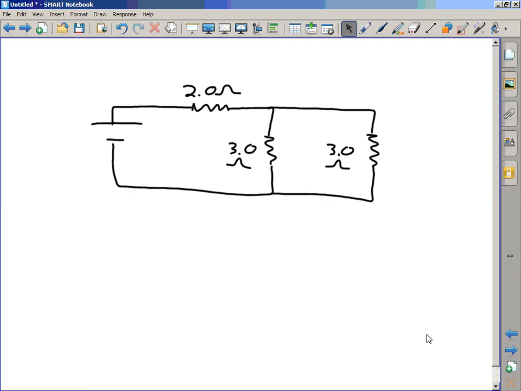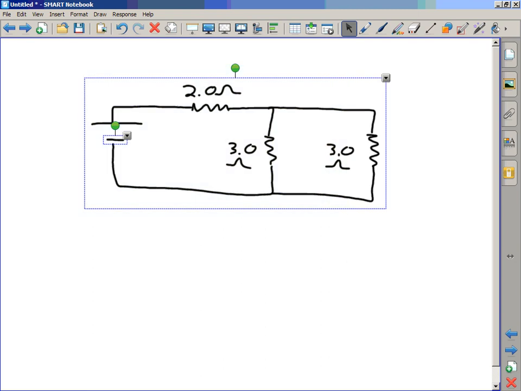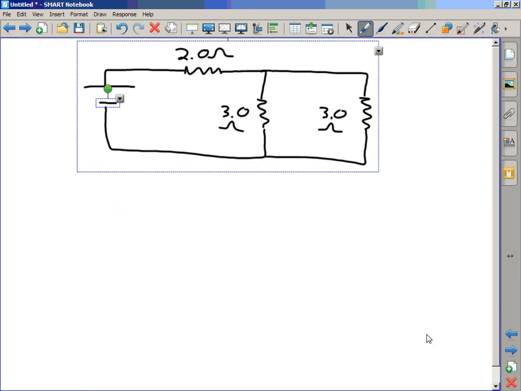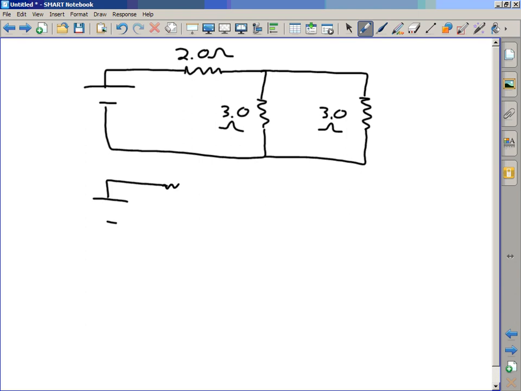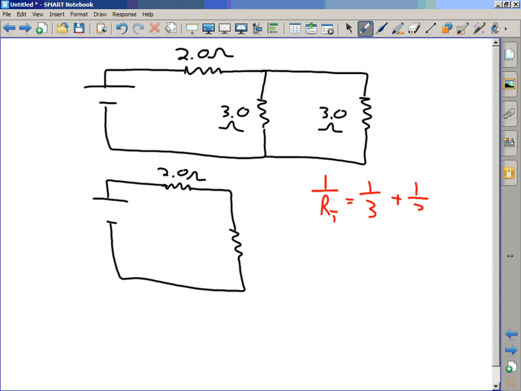So first step is going to be to reduce this entire circuit down to look like this. Here's the 2. And this resistor right here is going to be the combination of those 2 other resistors in parallel. So I got a half, right? So this is 1 over RT equals 1 over 3 plus 1 over 3, right? So that's 2/3. So RT comes out to be 1.5 ohms.